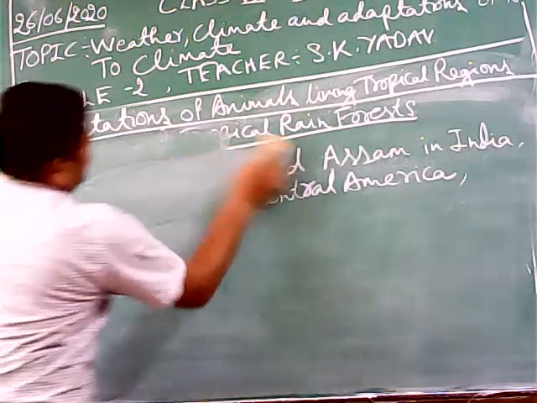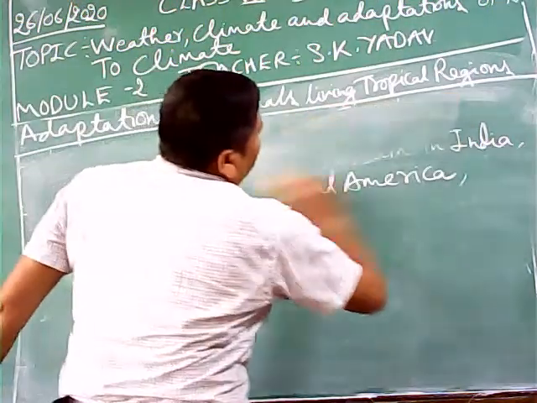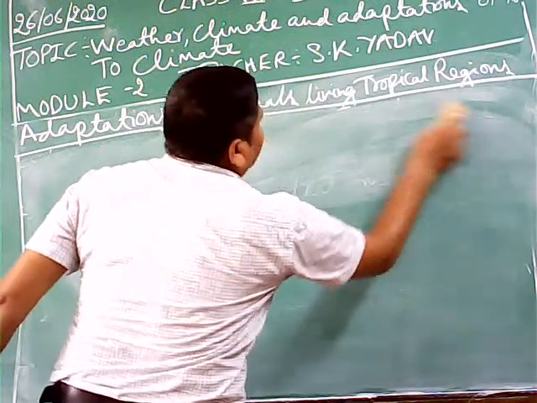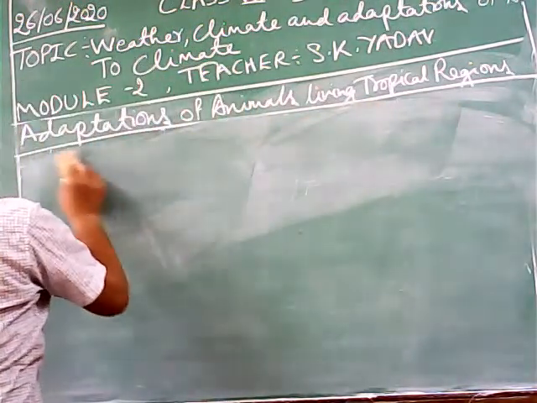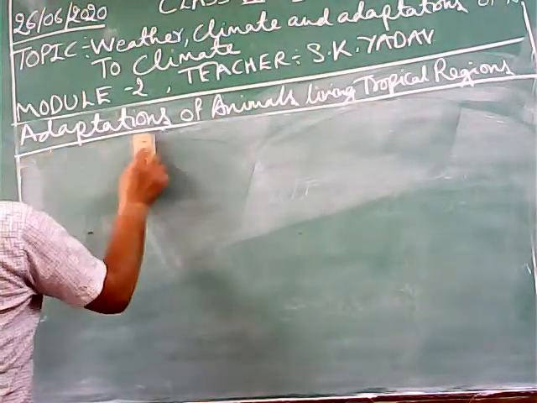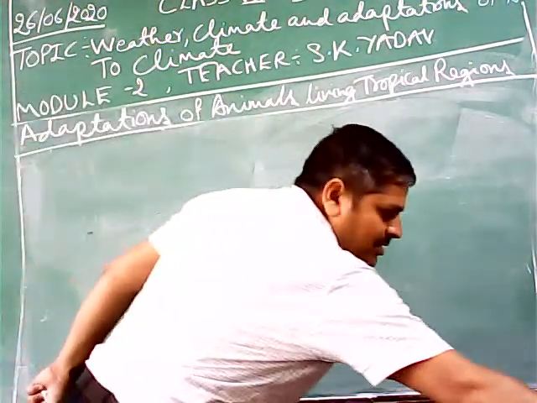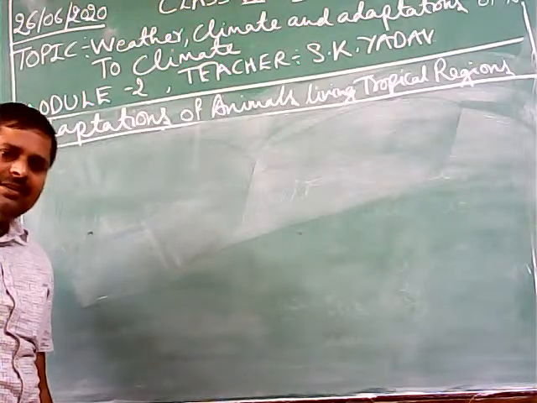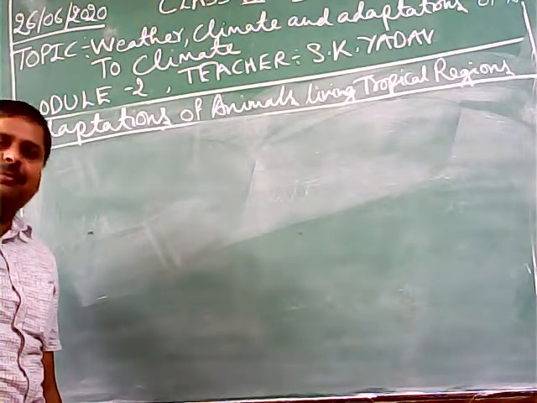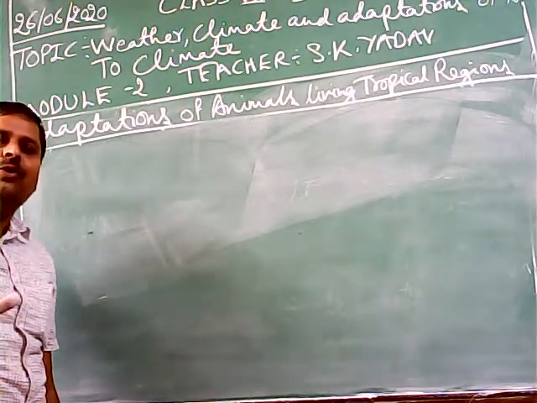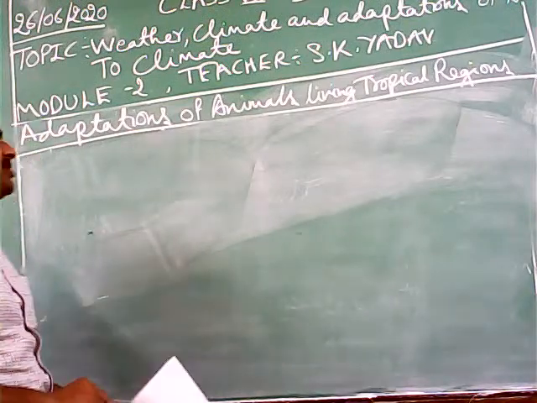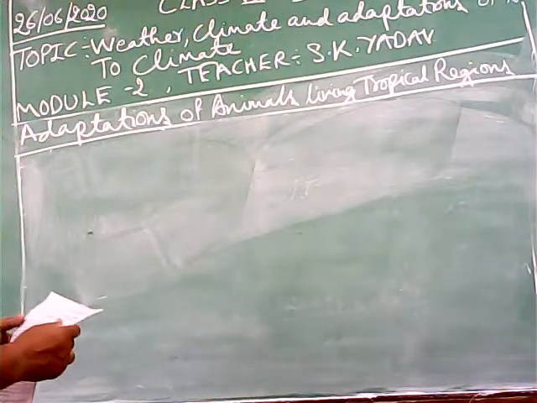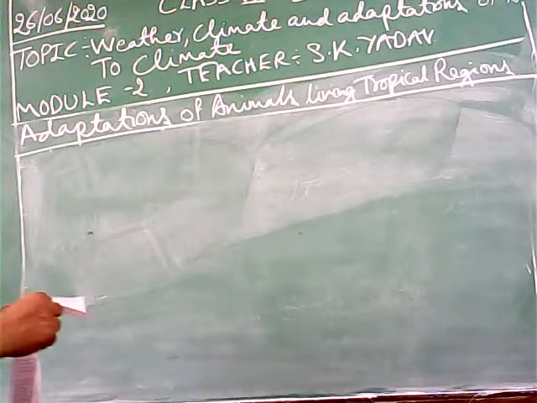Now, as I have told you, there is a different variety of plants and animals found in tropical rainforest, so they will fight for the same resources of food and shelter. So some animals adapt themselves in order not to have intense competition. The most familiar organisms we are going to discuss.